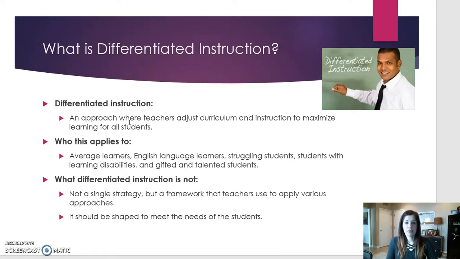Which students gain from differentiated instruction? Average learners, English language learners, struggling students, students with learning disabilities, and those gifted and talented students all benefit from differentiated instruction. What differentiated instruction is not. It is not one single strategy, but rather it's a framework that teachers use to apply a variety of approaches. It should be shaped to meet the needs of all students.